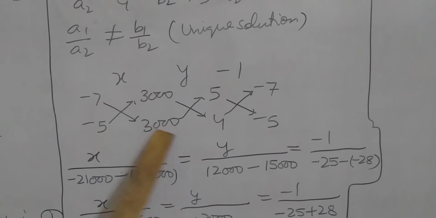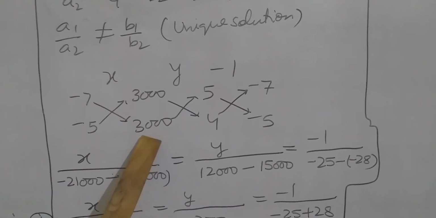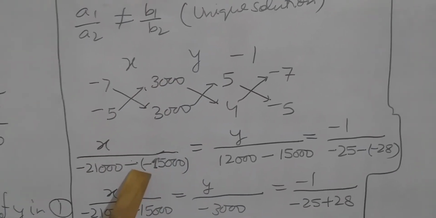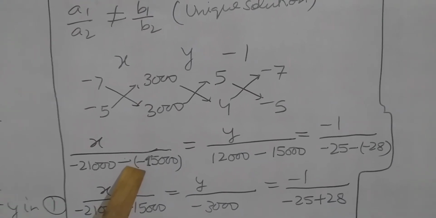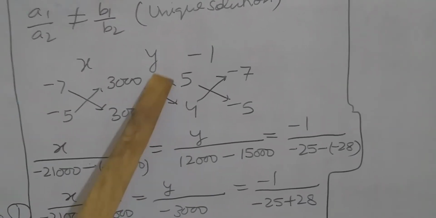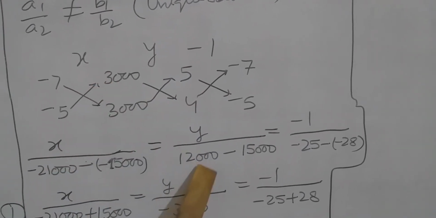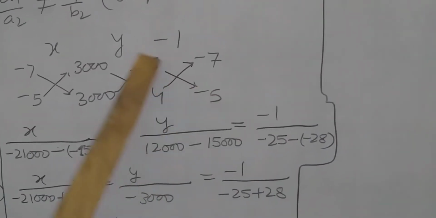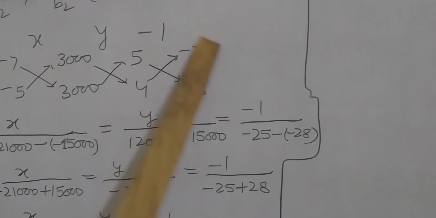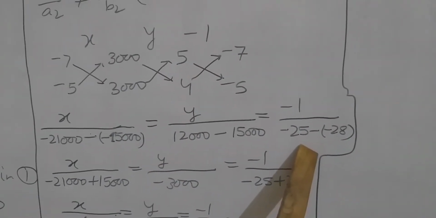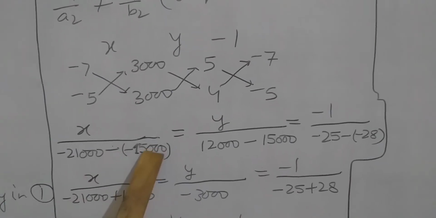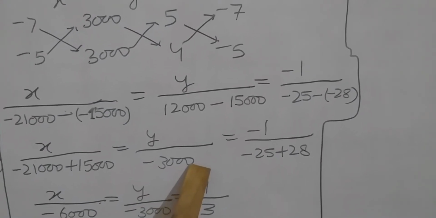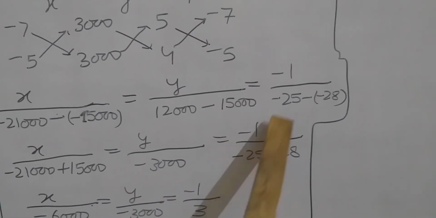So cross multiply: 7 multiplied by minus 1 multiplied by 3000 gives minus 21,000, minus 5 into 3000 gives minus 15,000, and we put the subtraction sign between them. Similarly for y, we multiply to get 12,000 and 15,000, with a minus sign between them. Minus 1 upon minus 25 minus 28, with a minus sign between them. Now minus minus is plus. So x upon minus 21,000 plus 15,000, y upon minus 3,000 equals minus 1 upon minus 25 plus 28.